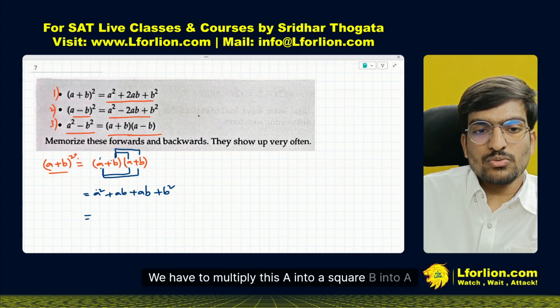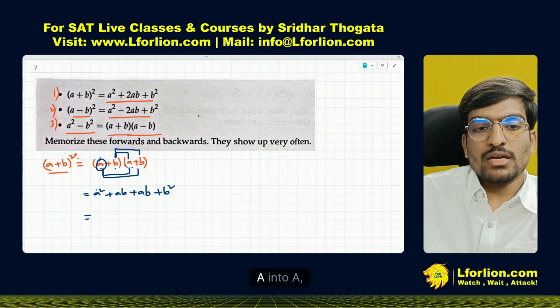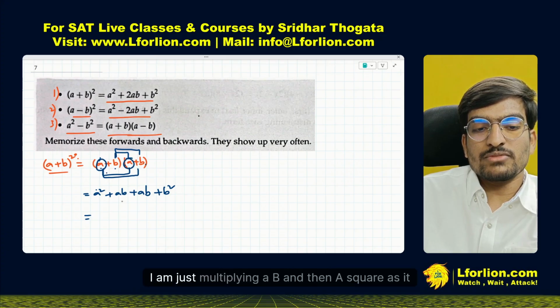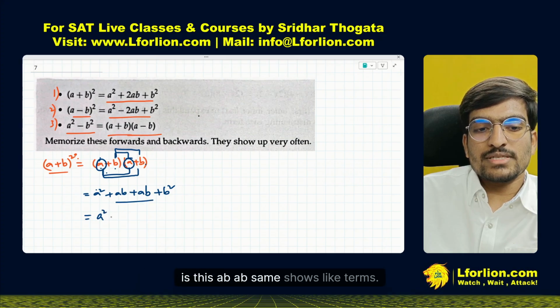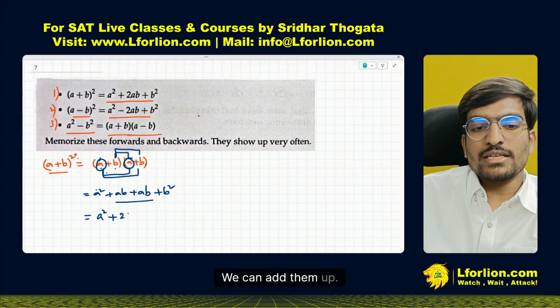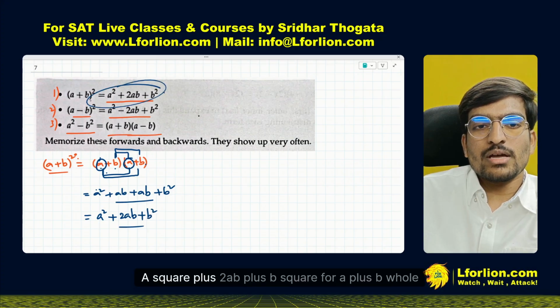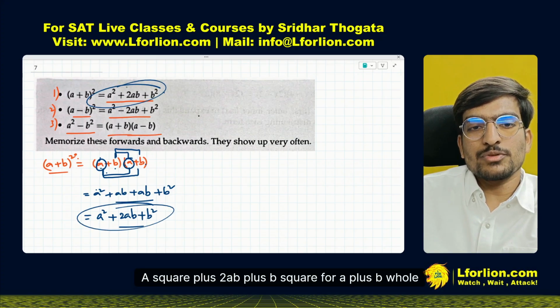Just multiply. We have to multiply this. A into a, square, a into b, I'm just multiplying ab, and then a square as it is. This ab, same, so like terms we can add them up to 2ab plus b square. That's how we got this a square plus 2ab plus b square for a plus b whole square.